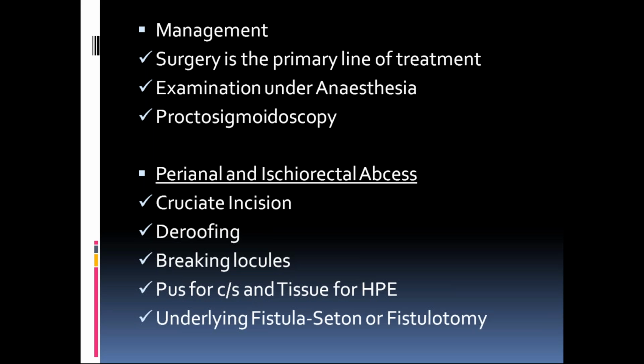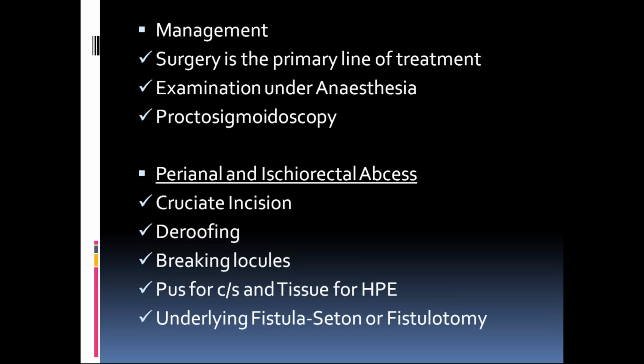For any abscess anywhere in the body, drainage is the treatment. When you post the patient for surgery, you give spinal anesthesia in lithotomy position. You examine the anal canal and the perianal region under anesthesia. If required, you can do a proctoscopy or a sigmoidoscopy also. Whereas in perianal abscess and ischiorectal abscess, those tests are not needed; on external examination you can appreciate them.